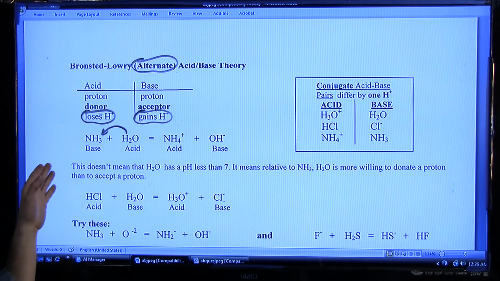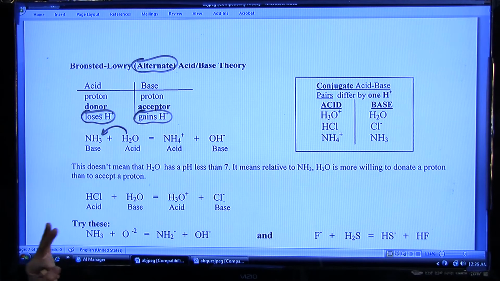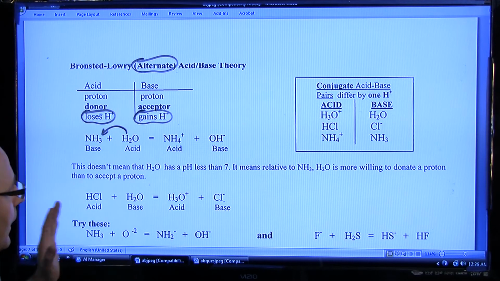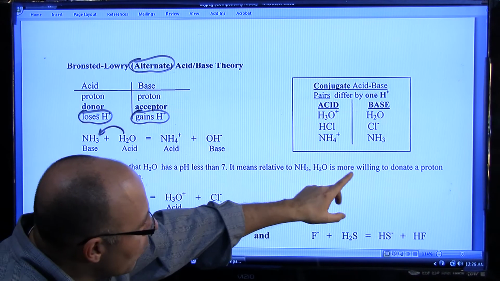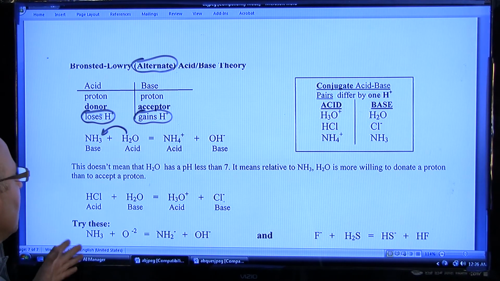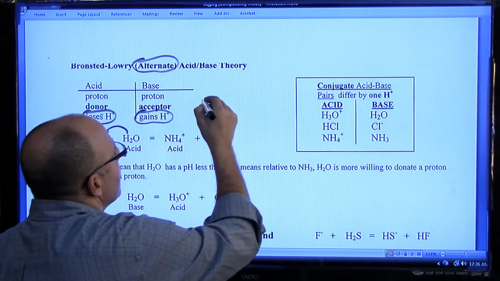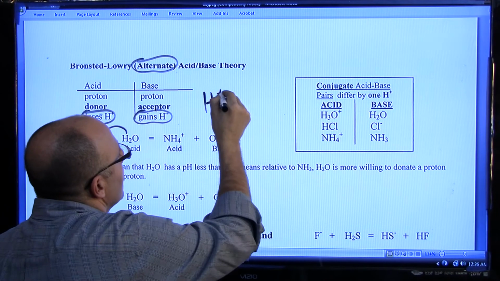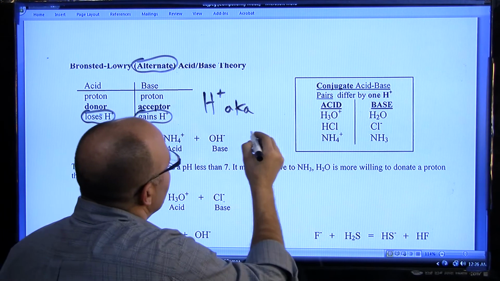All right, again, this doesn't mean that water has a pH less than 7. What we mean is relative to NH3, compared to NH3, the H2O is more willing to donate a proton than to accept a proton. So once again, we should note here that an H+ hydrogen ion is also known as a proton.